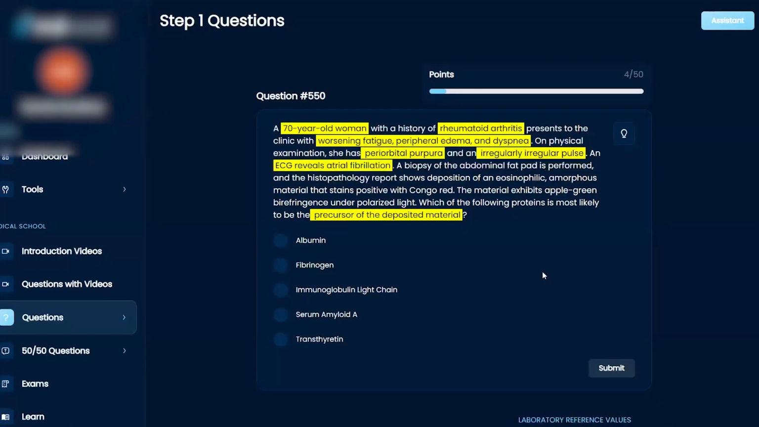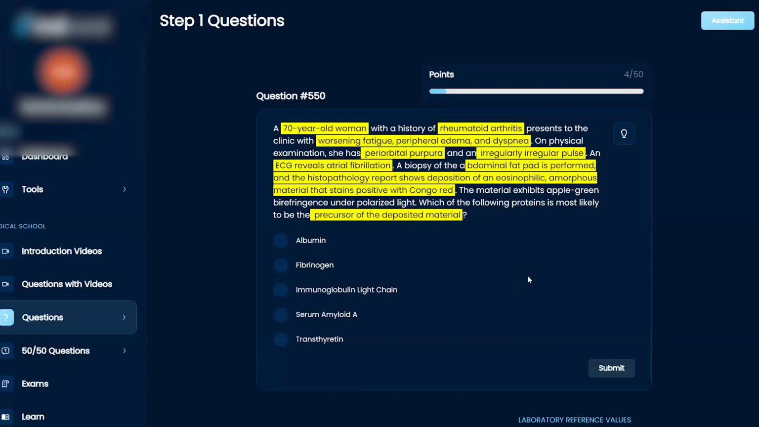ECG revealed, okay, AFib. A biopsy of the abdominal fat pad is performed, and the histopathology report showed deposition of eosinophilic amorphous material that stains positive with Congo red. So right there, I'm thinking amyloidosis, but we'll keep going. And then you have apple green birefringence under polarized light, which is also amyloidosis. Which of the following is most likely to be the precursor of the deposited material?